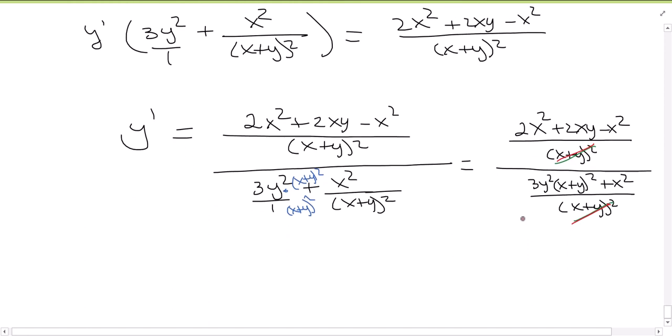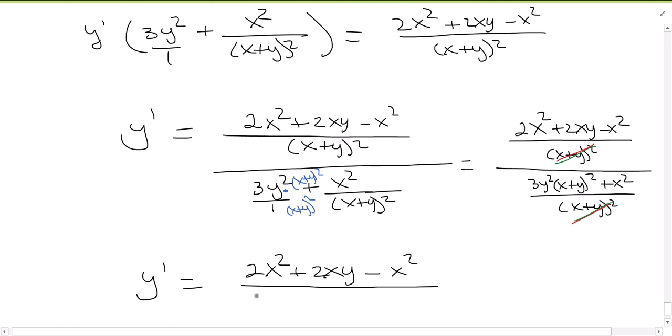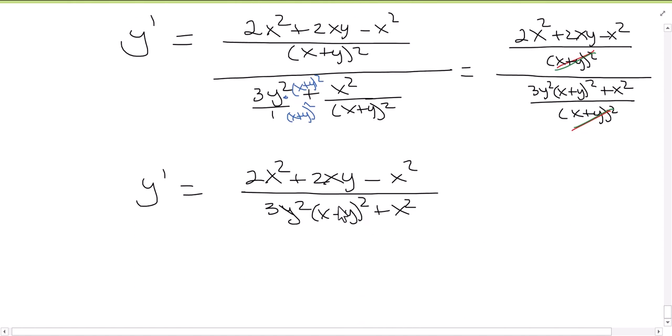And so my y prime then will be the numerator of the top fraction divided by the numerator of that bottom fraction: 3y squared times (x plus y) quantity squared plus x squared. If you wanted, you can multiply this out, but ideally you would have a point given that you get to evaluate at, like (x1, y1), and then you will plug that in and don't have to simplify as much.